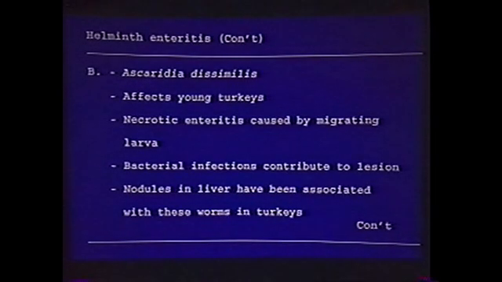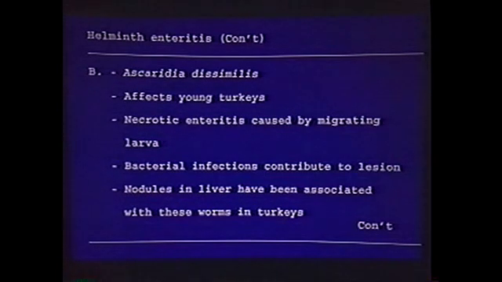Another Ascaridia is Ascaridia dissimilis, which affects young turkeys and causes more severe lesions, more necrosis in the intestine, mostly by the migrating larvae. Bacterial infection may contribute to the lesion. Quite often we see large nodules in the liver with a cross section of the parasite in them, particularly in turkeys.